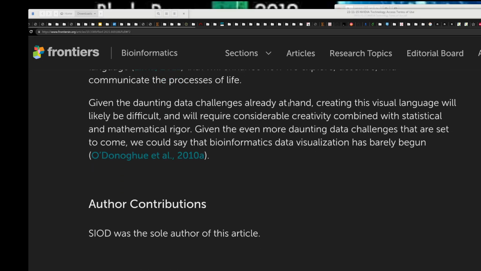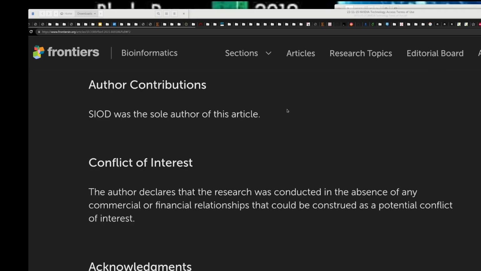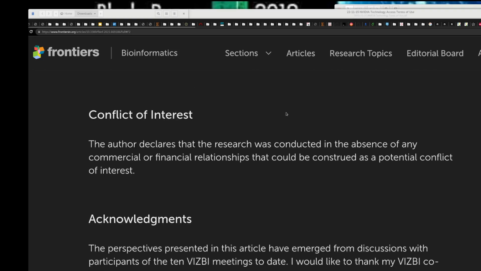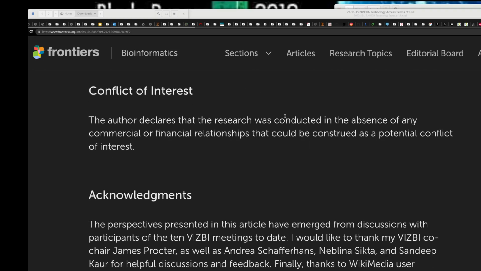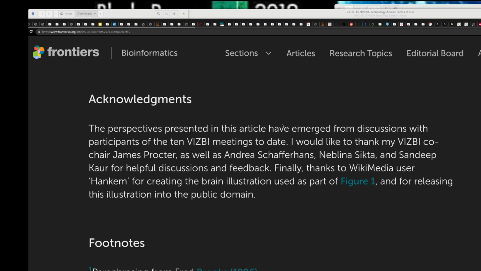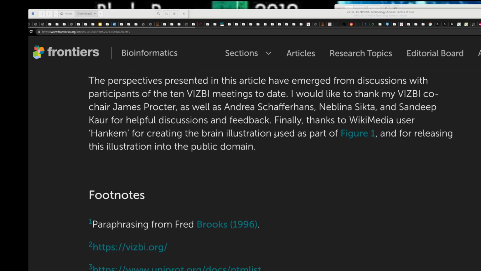Author contributions. Syed was the sole author of this article. Conflict of interest. The author declares that the research was conducted in the absence of any commercial or financial relationships that could be construed as a potential conflict of interest. Acknowledgements. The perspectives presented in this article have emerged from discussions with participants of the 10 VISB meetings to date. I would like to thank my VISB co-chair James Proctor, as well as Andrea Schafferhans, Nablina Sikta, and Sandeep Kaur for helpful discussions and feedback. Finally, thanks to Wikimedia user Hankum for creating the brain illustration used as part of Figure 1, and for releasing this illustration into the public domain.